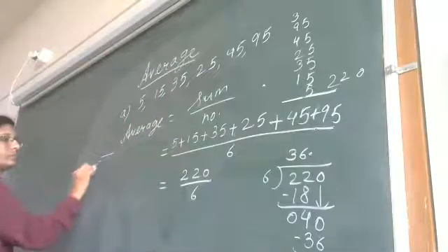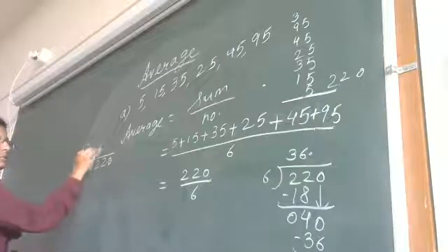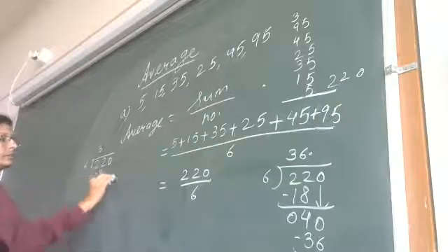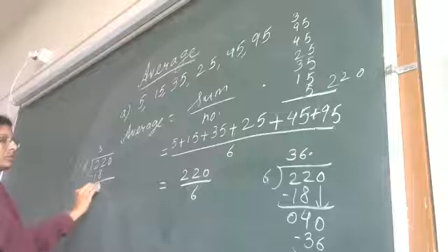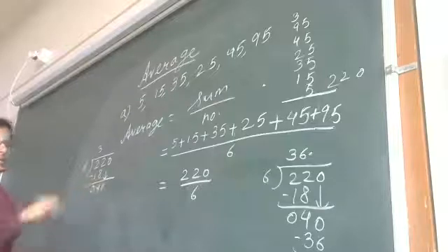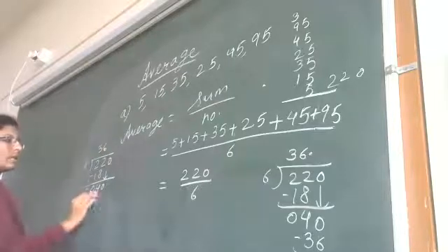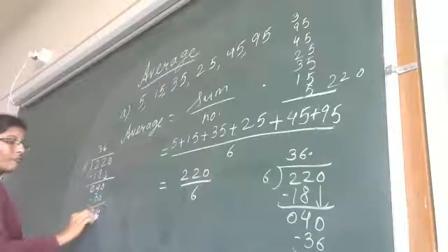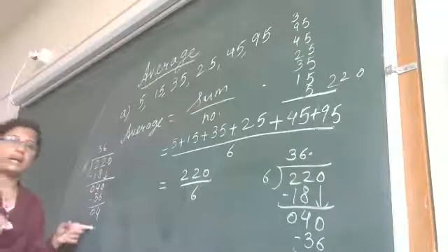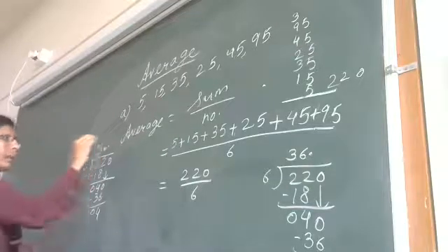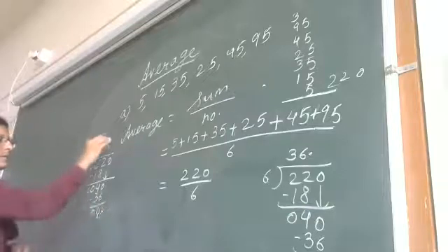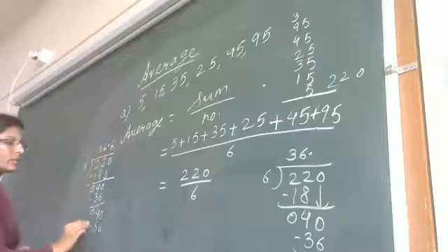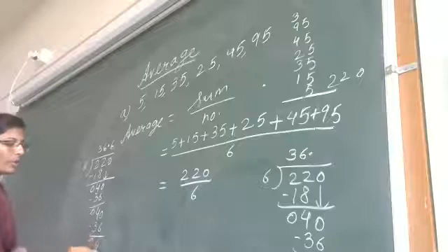I'll divide here. 6 threes are 18, 4. 40. 6 sixes are 36. Back 4. Again 4. So what is the remainder here? So point. Back 4. Again 6 sixes are 36. Again we'll get 4 only.